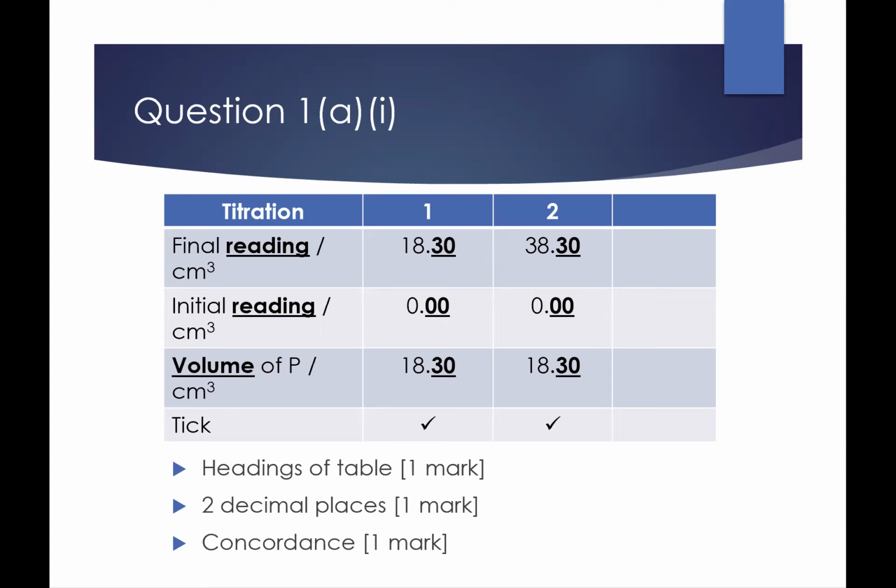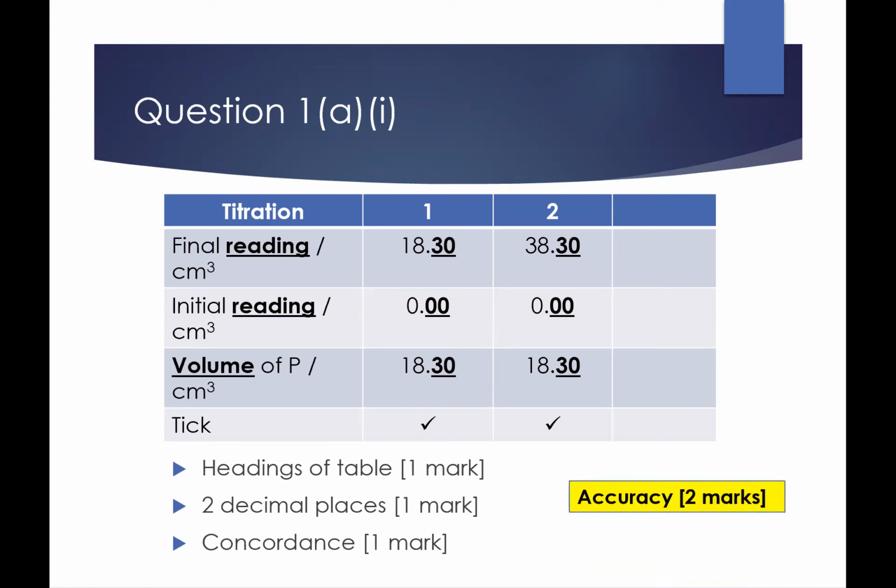So these 3 marks will be something that you can rather easily get as long as you have your headings correct, the decimal places correct, as well as choosing the volumes that are close to each other, plus minus 0.20 cm cubed. Then the other 2 marks will be slightly harder to get, which will be the accuracy marks.